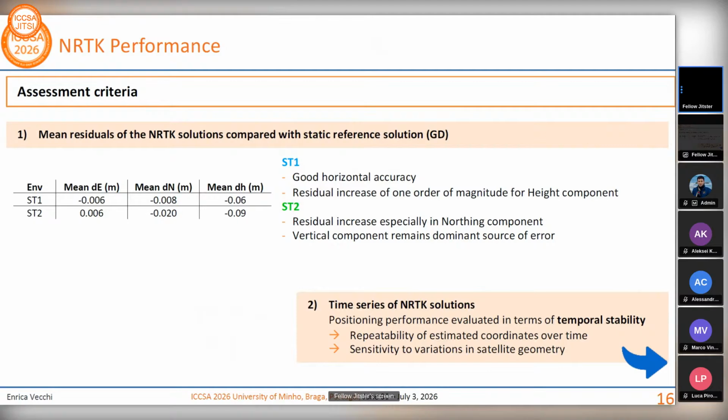Finally, the final result is the observation of the time series of the NRTK solutions in order to evaluate the temporal stability of this method, which can be seen as the repeatability of the coordinates over time.